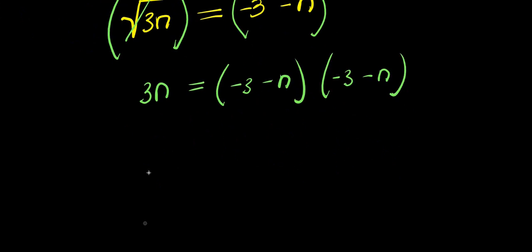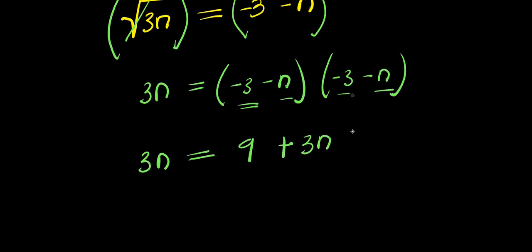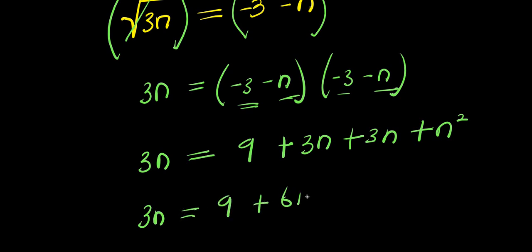So from here, I have 3n equals negative 3 times negative 3. This is 9. Negative 3 times negative n plus 3n. Negative n times negative 3 plus 3n. Negative n times negative n plus n squared. And from here, I have 3n equals 9 plus 6n plus n squared.